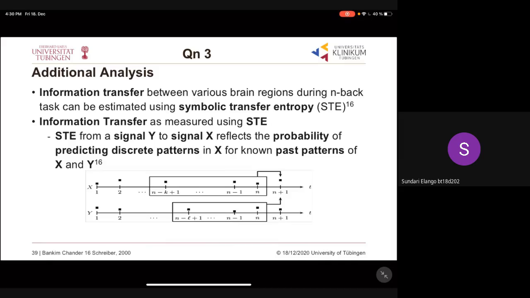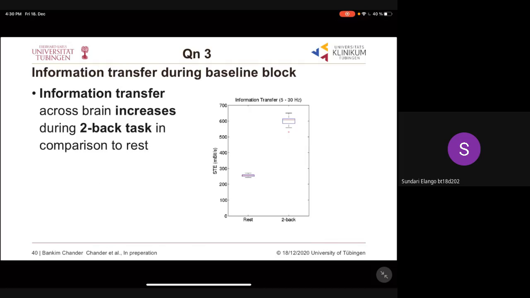But then we did some additional analysis because it was not clear why this is happening. So we used symbolic transfer entropy for this assessment, which is a non-parametric assessment of the signals based on probabilistic measures. Essentially, if you want to find out the information transfer from region X to Y, you would need certain samples of the signal recorded from X and see how well you can predict the time series of X. And you also have the samples from the time series of Y, and then you predict the next values of Y based on not only the past values of Y but also the past values of X.